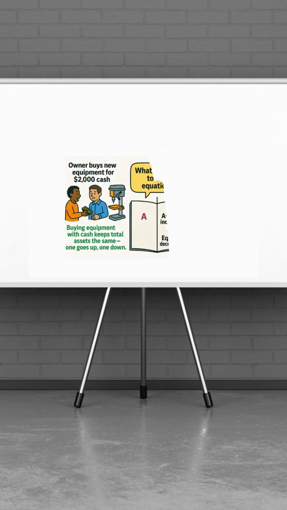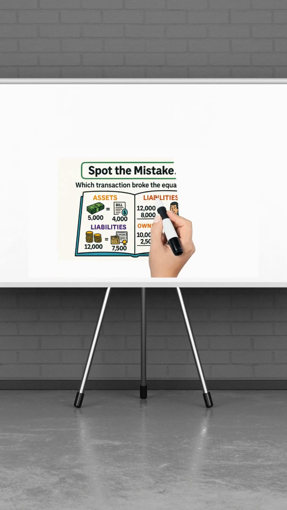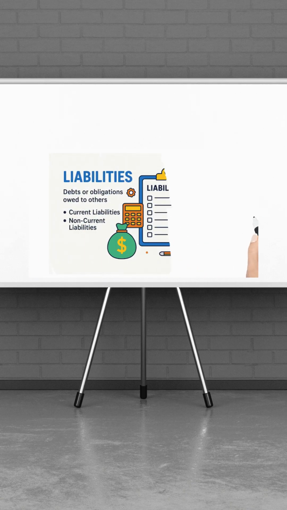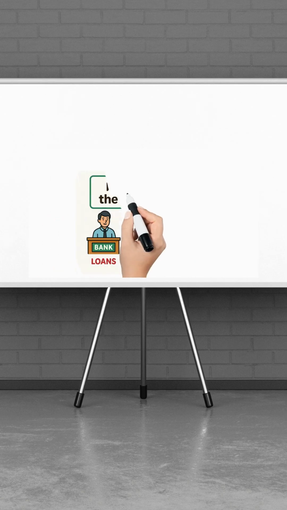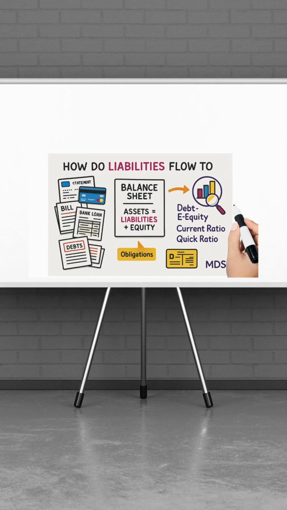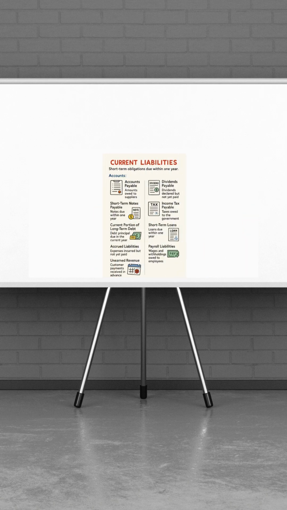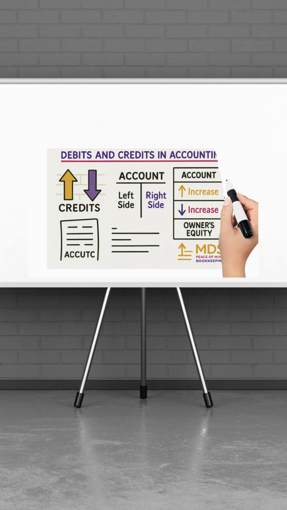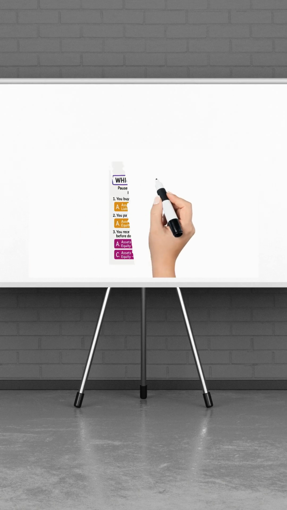What if you need more cash and decide to take out a $5,000 loan from the bank? Your cash, an asset, increases by $5,000. But now you have a new loan, which is a liability. Your liabilities also increased by $5,000. Assets went up and liabilities went up. Balanced again. You see the pattern? Every single transaction affects at least two accounts, keeping the equation in a state of perfect equilibrium. This is the essence of double-entry accounting. The terms you've probably heard, debits and credits, are simply the tools we use to track these changes and maintain the balance.